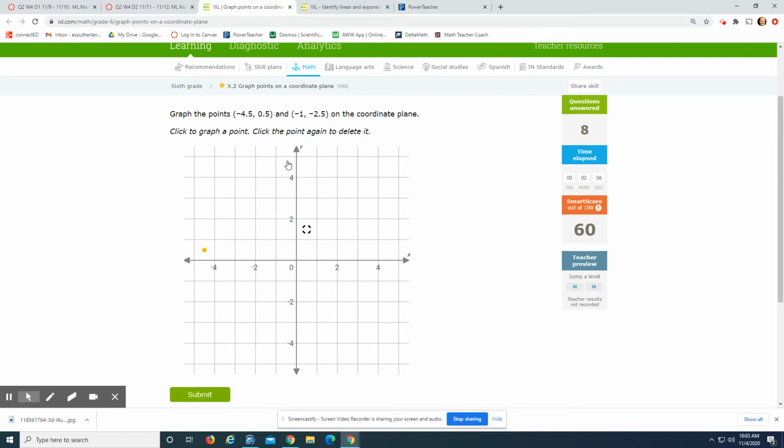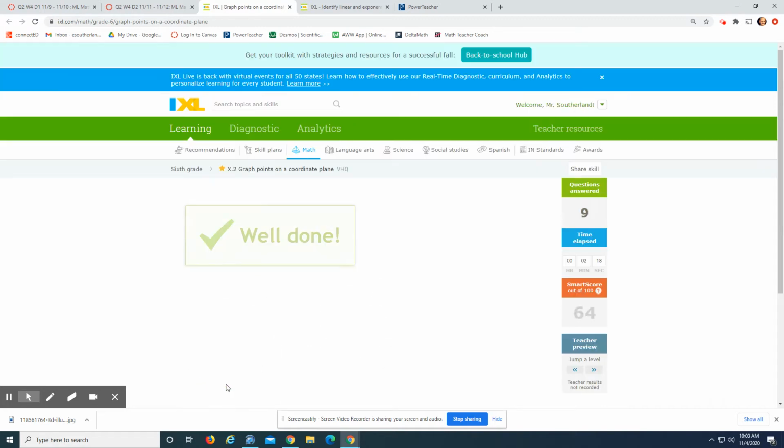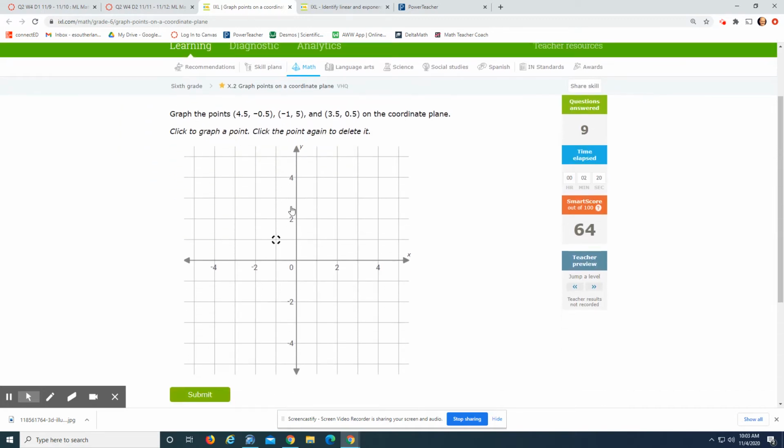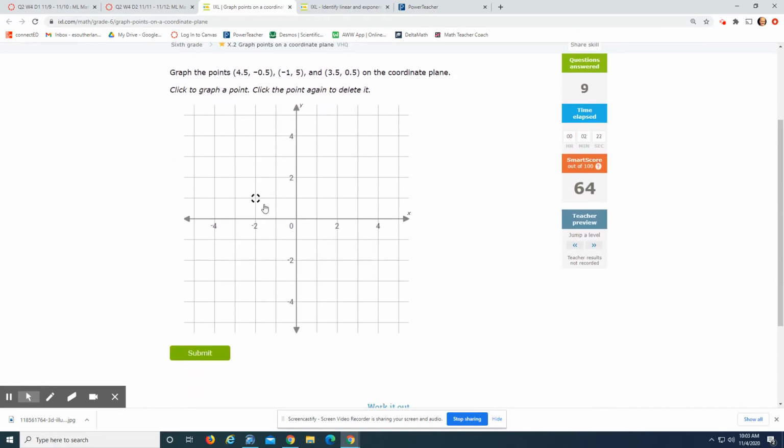Now this predicts it for you. So -1 tells me to go over -1. -2.5 tells me to go down to -2 and then to 0.5. So right there's where that one goes. And we just click submit. You're going to do a bunch of these. 4.5 would be 4.5, -5, or -0.5 is right there. -1, 5, -1, up to 5.